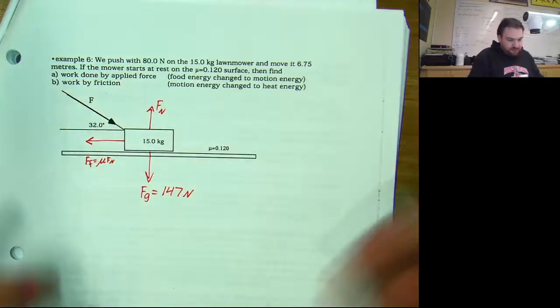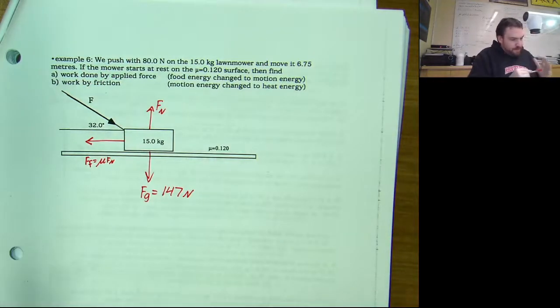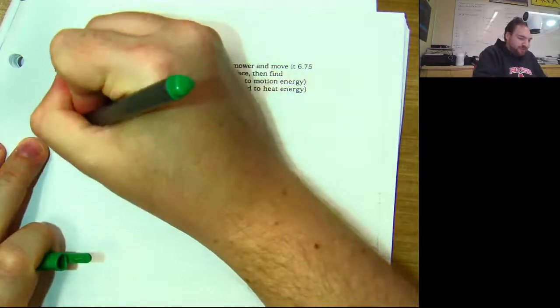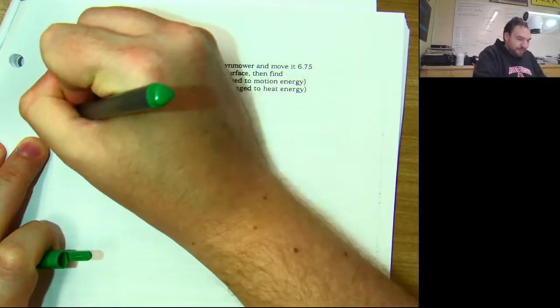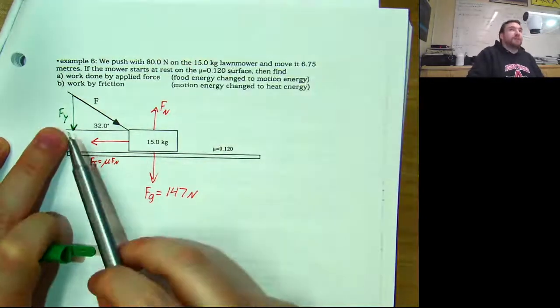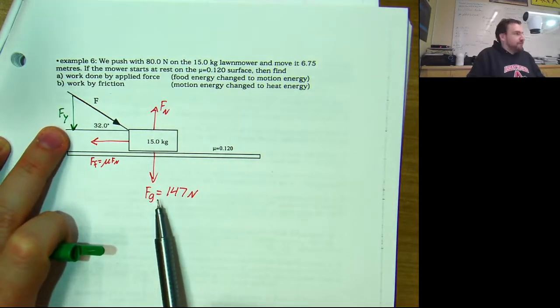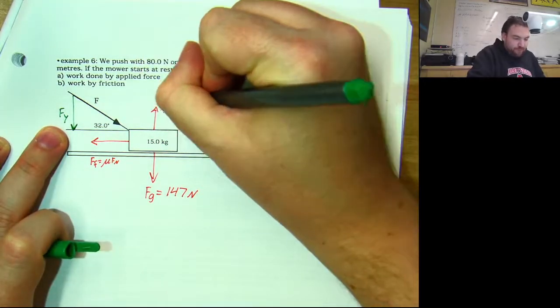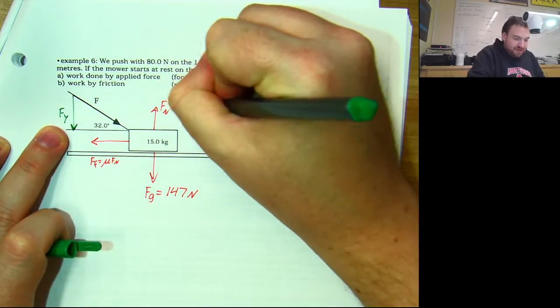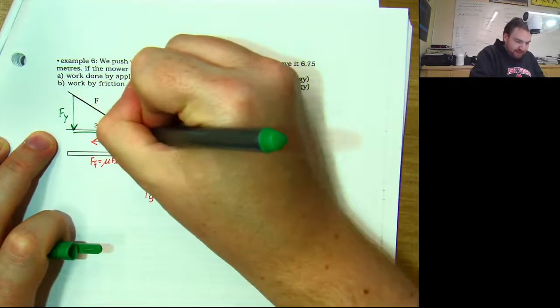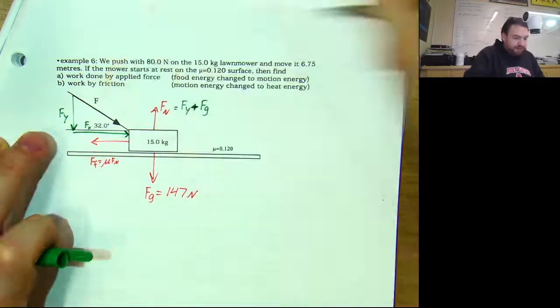Do I know what Fn is? Not yet. Why not? Because we have to consider that this thing has a component acting downwards as well. So my force has a downward component to it. So my normal force has to balance out the two downward components. So Fn is going to be Fy plus Fg. And I'm going to have an Fx acting. My x component of that force is going to be acting to the right here.